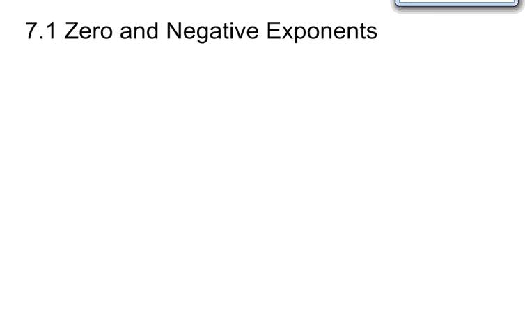Okay, this video is covering section 7.1, 0 and negative exponents. Now, you've learned about exponents before, but you've only looked at positive integer exponents. What I mean by that is if you take 2 squared, the exponent here is 2, which is a positive number and it's an integer, meaning a whole number. So then 2 squared, we know, is 2 times 2, which is 4.